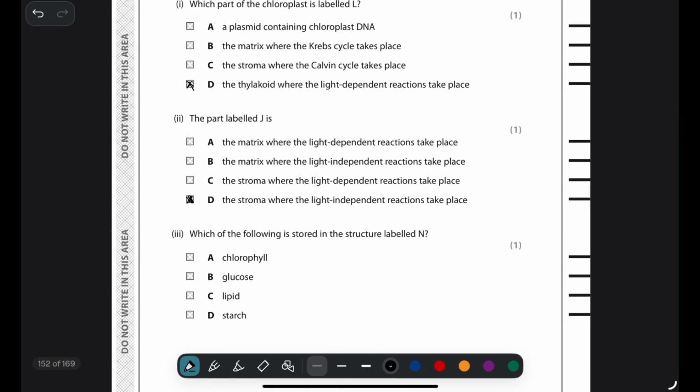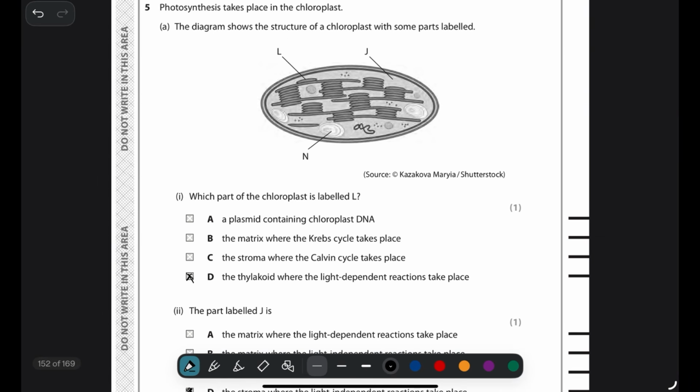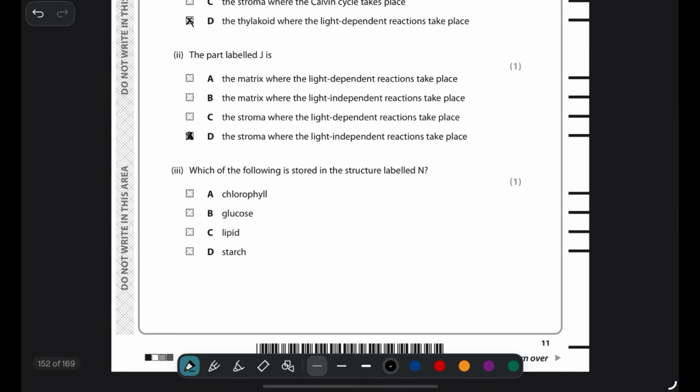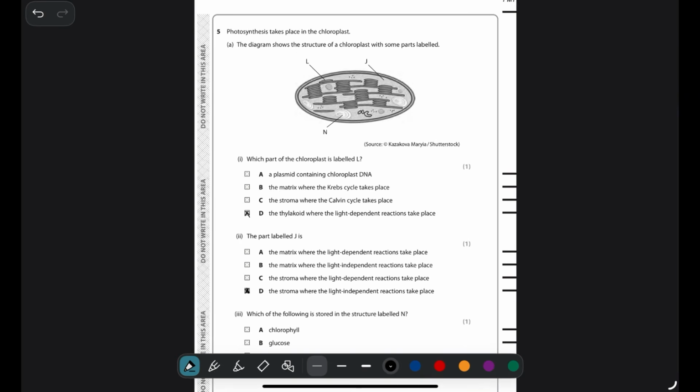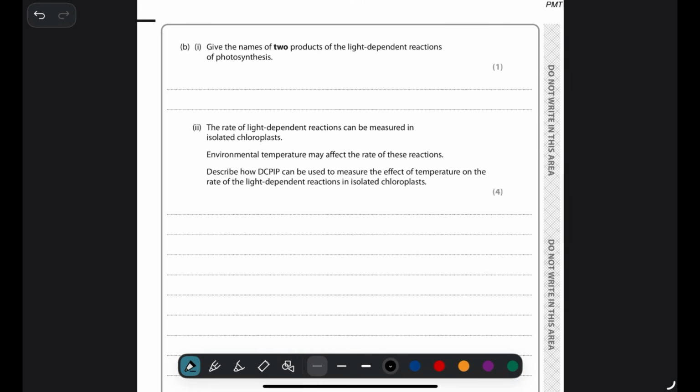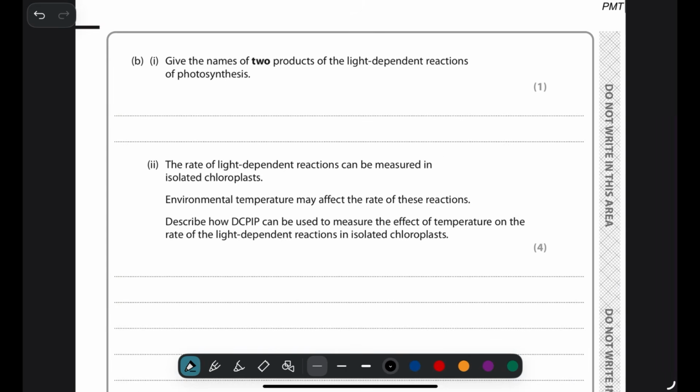And then finally, what's stored in the structure N? Well, N, again, you should know this, is an amyloplast. And amyloplasts store starch. So they're actually going for D for all of these, but those should be your answers. That's just knowledge marks. Okay, so for B part 1, again, knowledge marks. These are things that you should know coming into the exam. So in terms of products of the light-dependent reaction, you need to know oxygen, you need to know ATP, and you need to know NADPH. Those are things that you must know going into the exam.